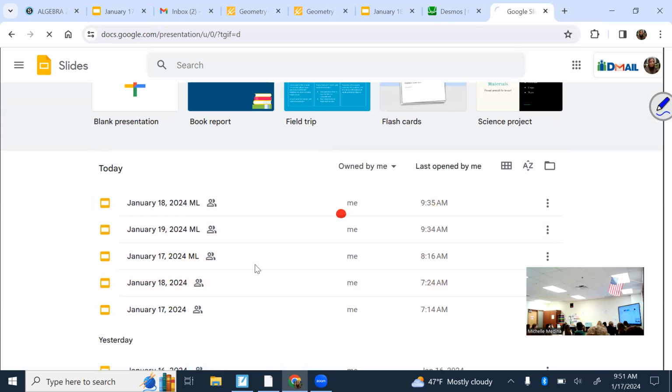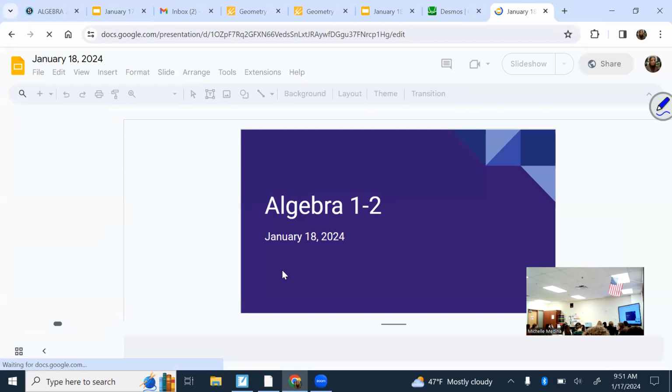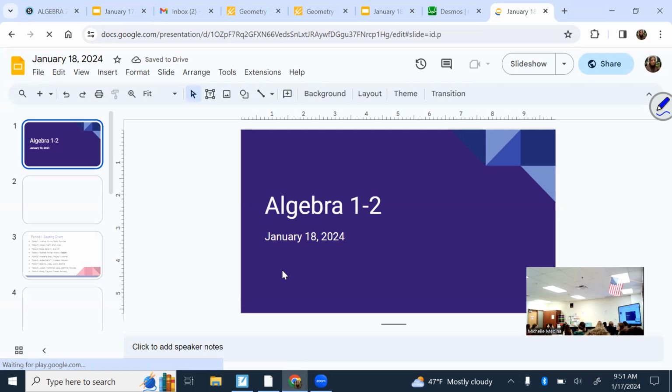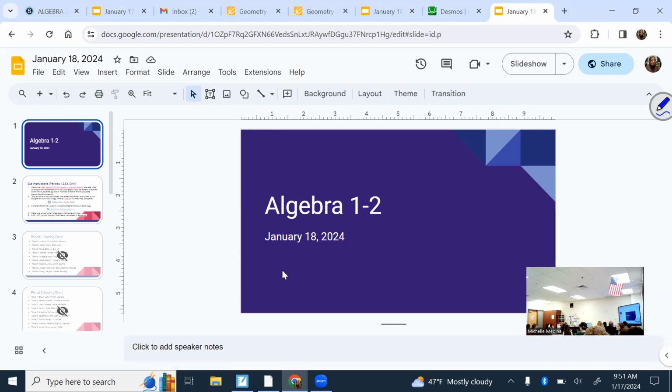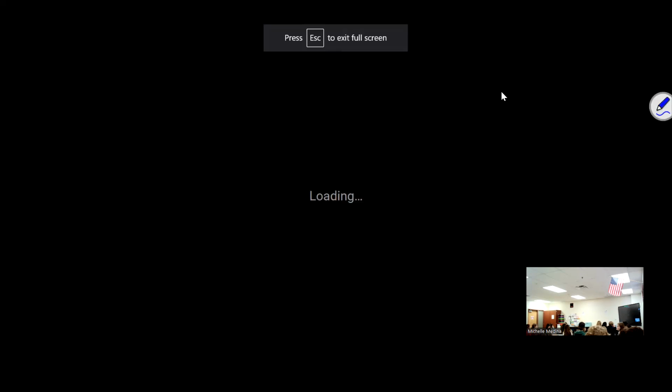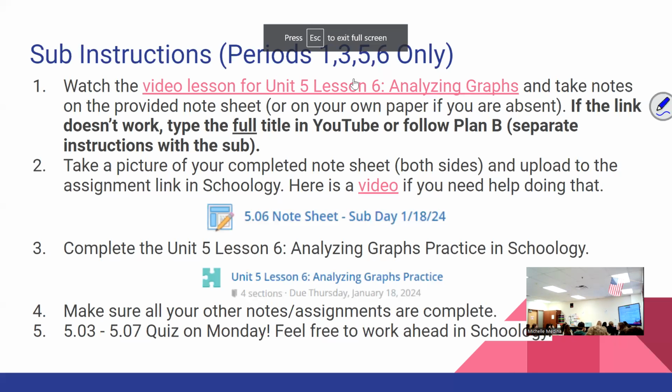But the slides are in Schoology. The sub will have a copy of it, and they'll have a copy of the seating chart with your picture so that if there's any shenanigans going on, I know who it was exactly. But it's all there. Basically, you're gonna watch the video lesson, ideally on your own Chromebook. If that doesn't work, the sub will know how to put it on the TV. But anyway, watch it at your own pace on your Chromebook.